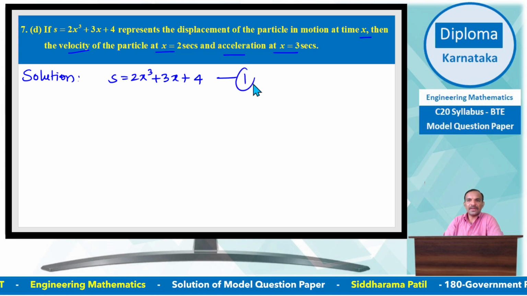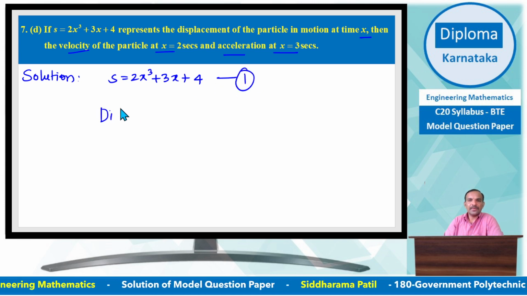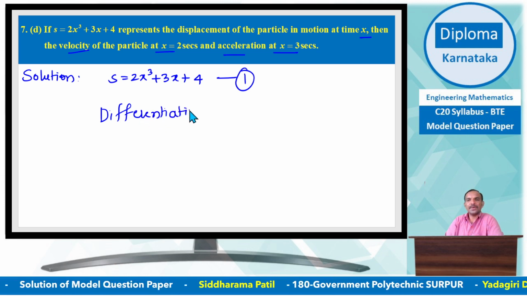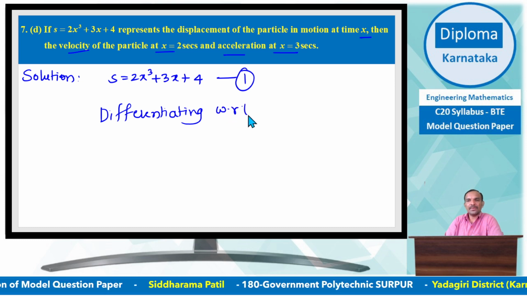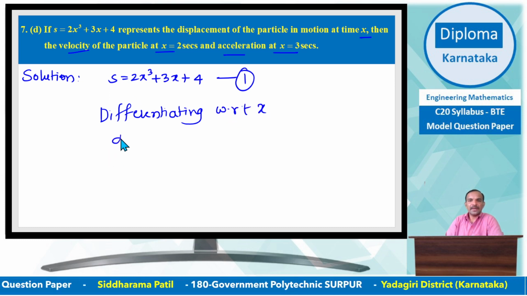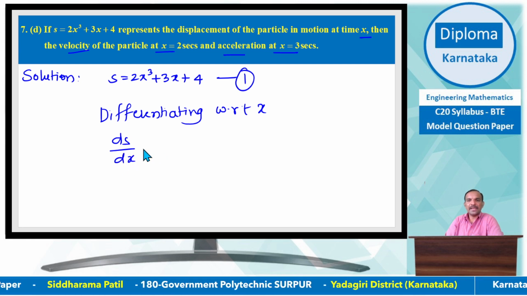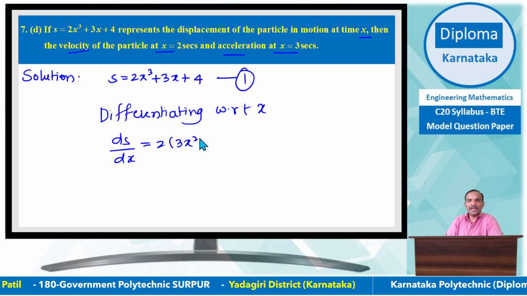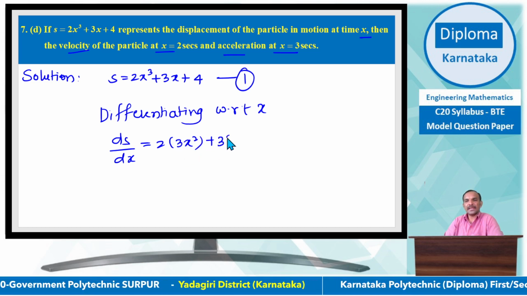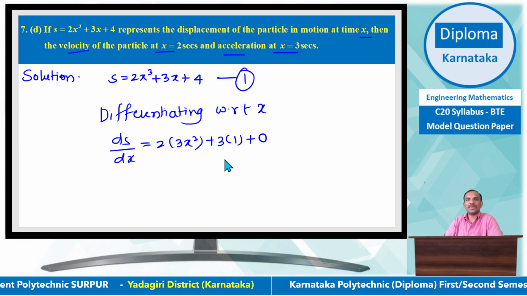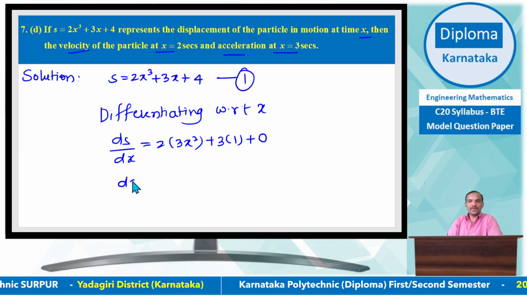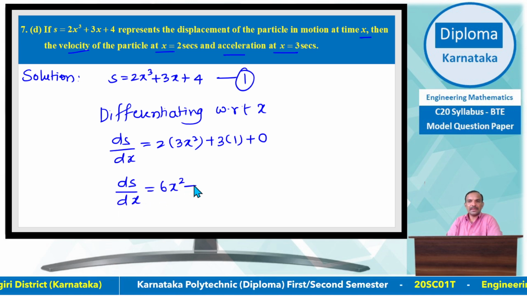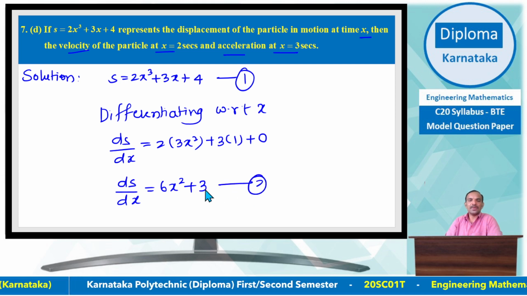Now, first differentiate with respect to x. That is ds by dx. The differentiation of 2x cube is 6x square, plus the differentiation of 3x is 3, plus the differentiation of 4 is 0. So ds by dx is 6x square plus 3. This is equation number 2.